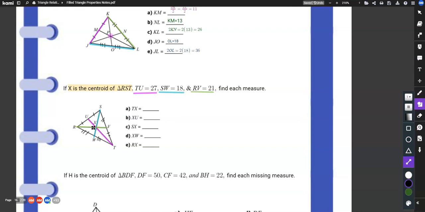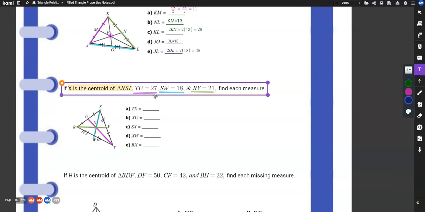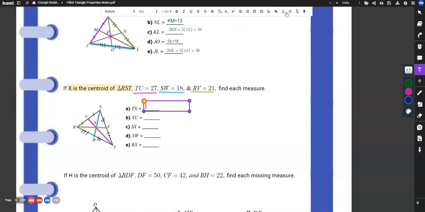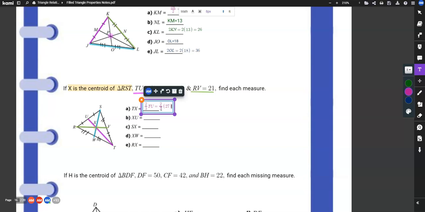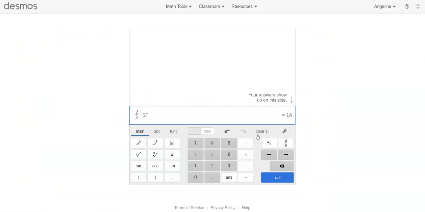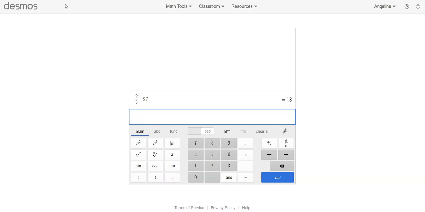So TX. TX is the longer portion of the full segment. So we are going to say TX is equal to 2/3 the length of TU, which means we're going to take 2 over 3 and multiply that by 27. You can run that through a calculator, but 27 divided by 3 is 9. 9 times 2 is 18. But just to show you that I'm not making things up, 2 over 3 times 27 is 18.